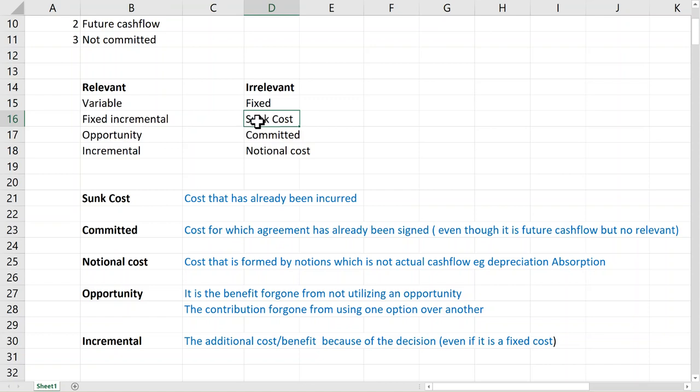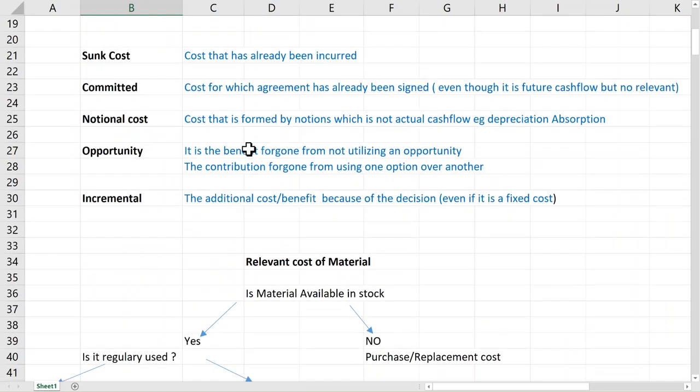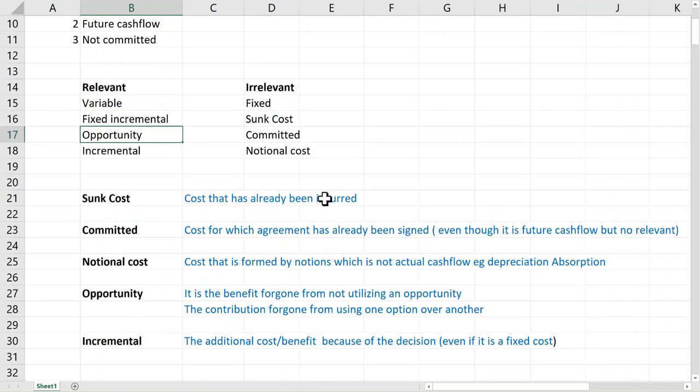Sunk costs are irrelevant. Sunk costs, I've written definition here. Cost that has already been incurred is sunk cost. Opportunity cost is relevant. Opportunity cost is the benefit foregone from not utilizing an opportunity. The contribution foregone from using one option over another option.